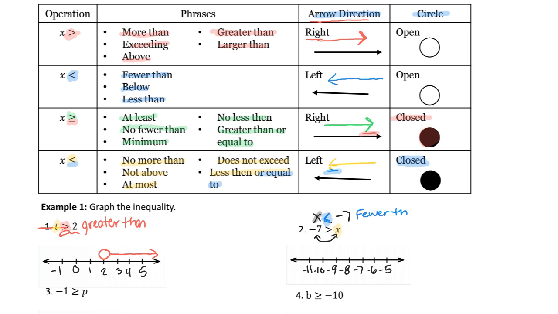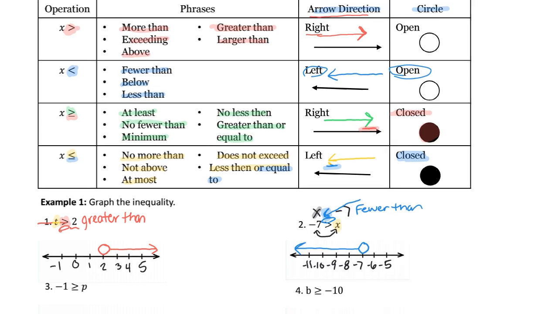So it's the fewer than symbol. Fewer than has an open circle going to the left. So at -7, I'm going to have an open circle going to the left, the arrow. And again, I know that because there's my arrow, there's nothing underneath. Okay?